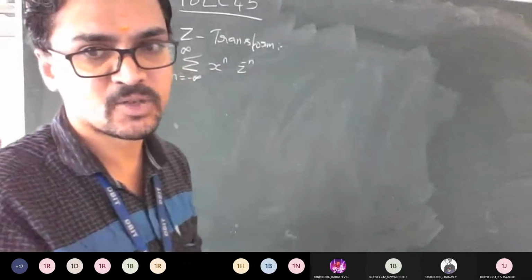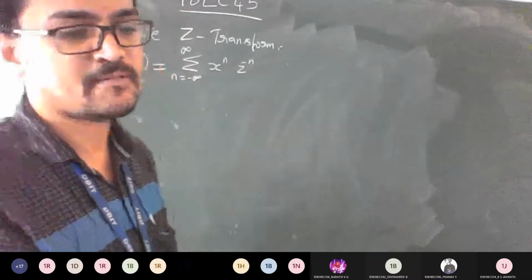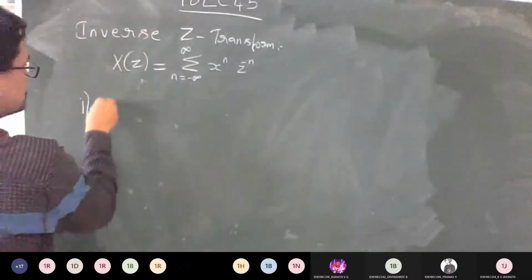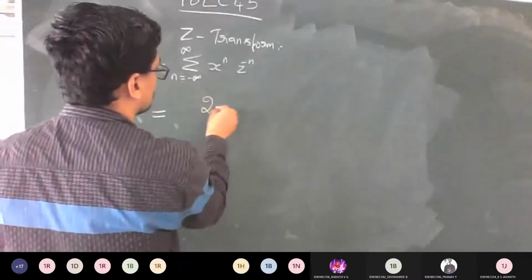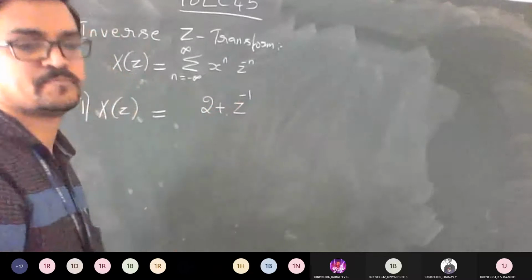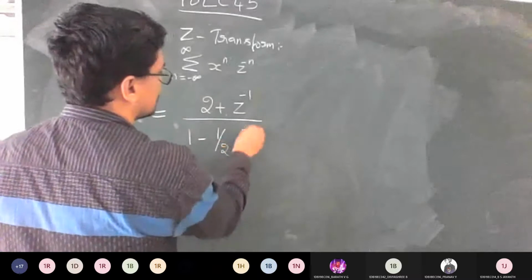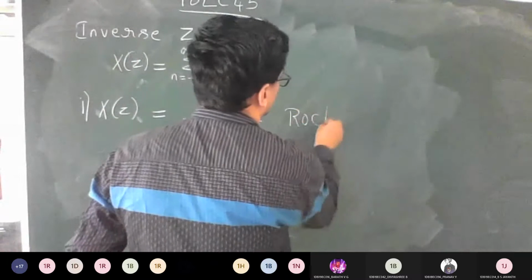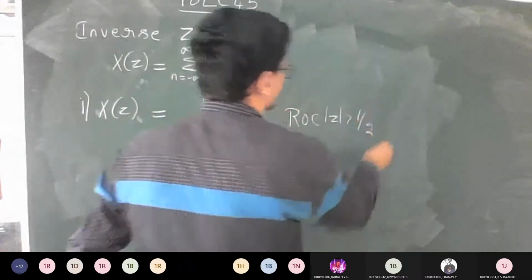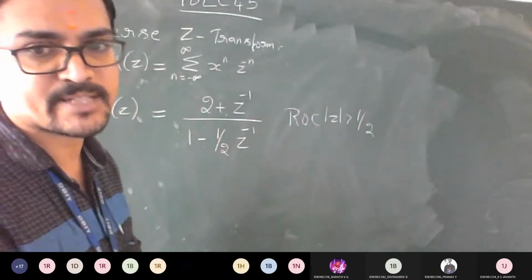Have you written the question heading? Shall we go with the question now? Yes, sir. So go with the question. First one: X of z is given as 2 plus z raised to minus 1, whole divided by 1 minus 1 by 2 z raised to minus 1, with the ROC mod z greater than 1 by 2. So it is like mod z is greater than a. You have to solve this using the power series expansion method or long division technique.